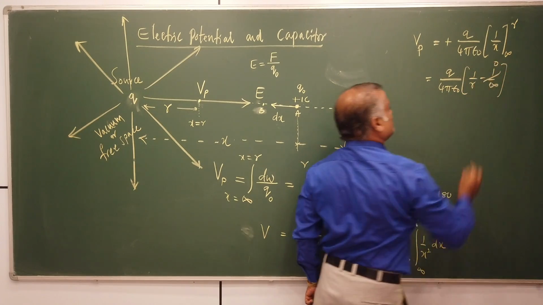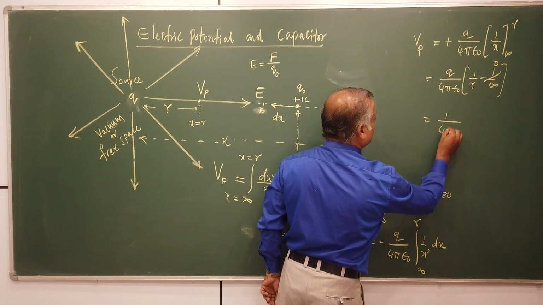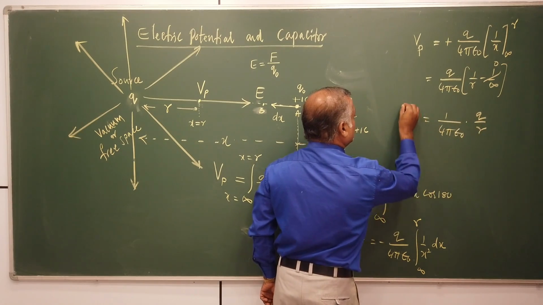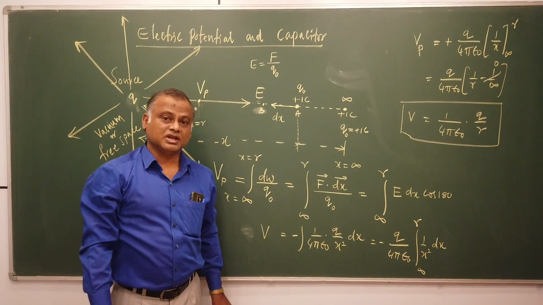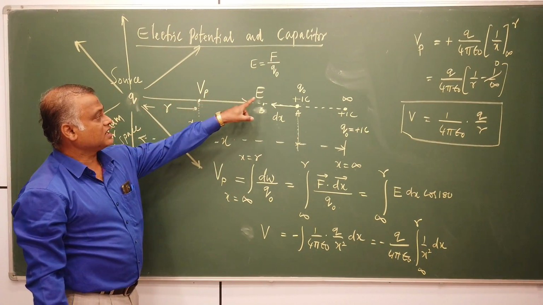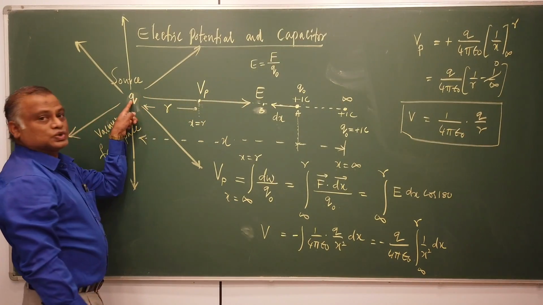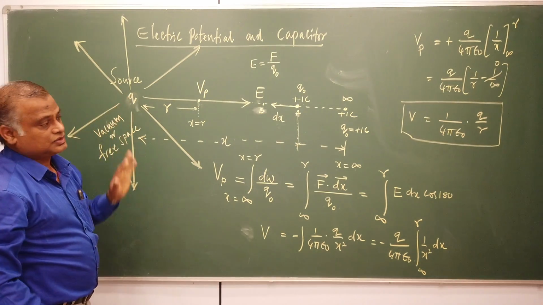1 by any number by infinity is 0. Therefore, the final answer is 1 by 4 pi epsilon naught, q divided by r, which is the expression for electric potential at a point in an electric field produced by a point charge q, which is taken as a source.